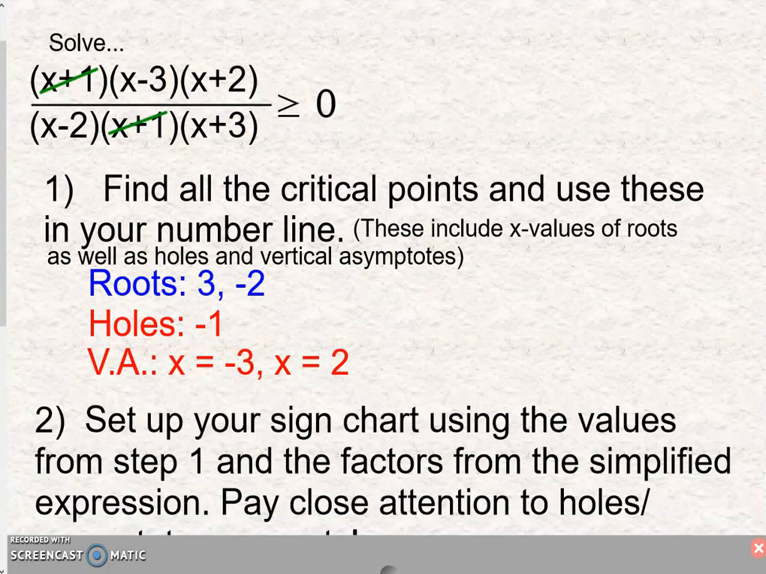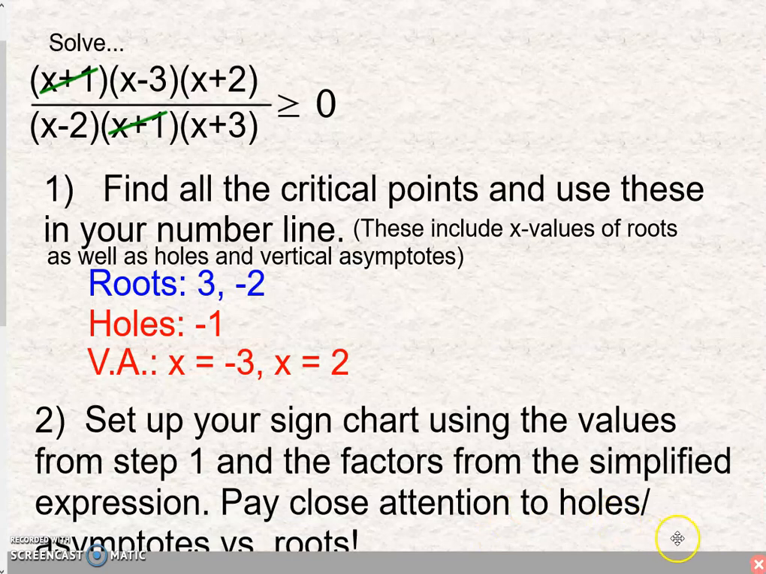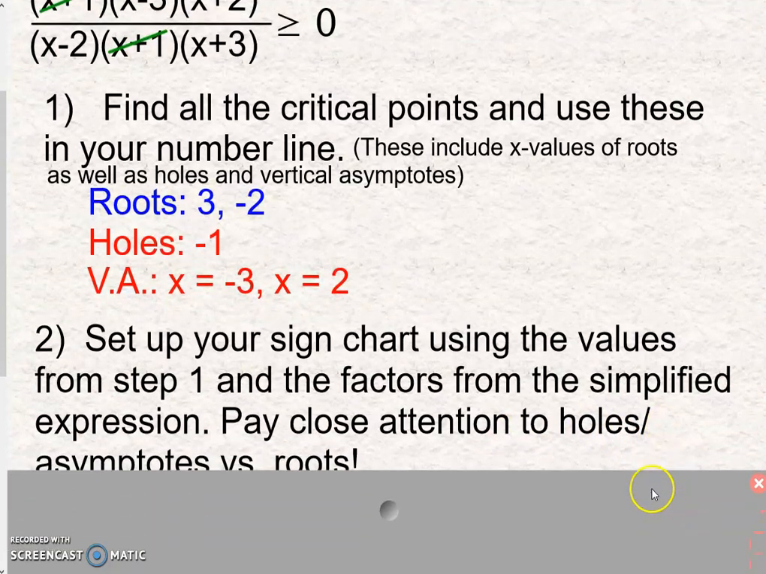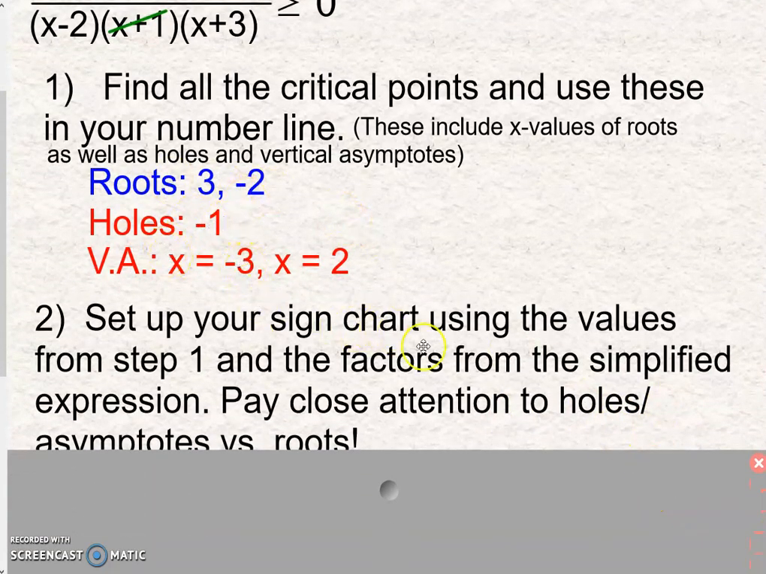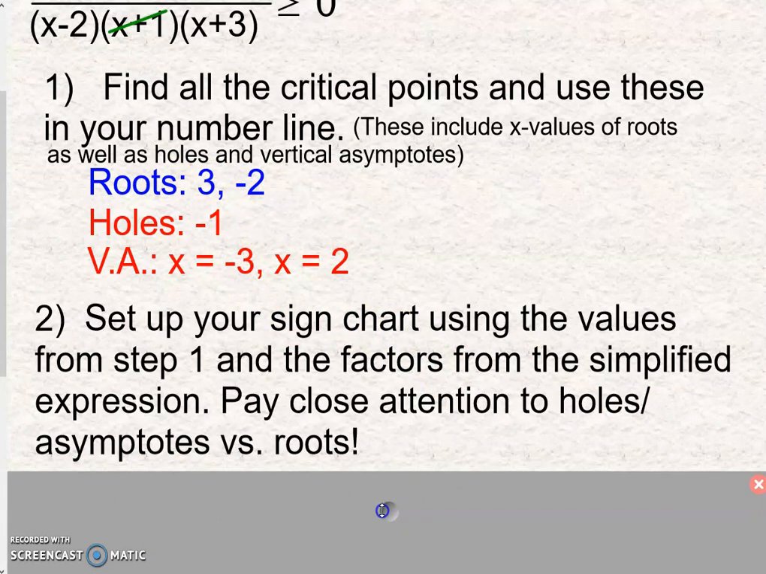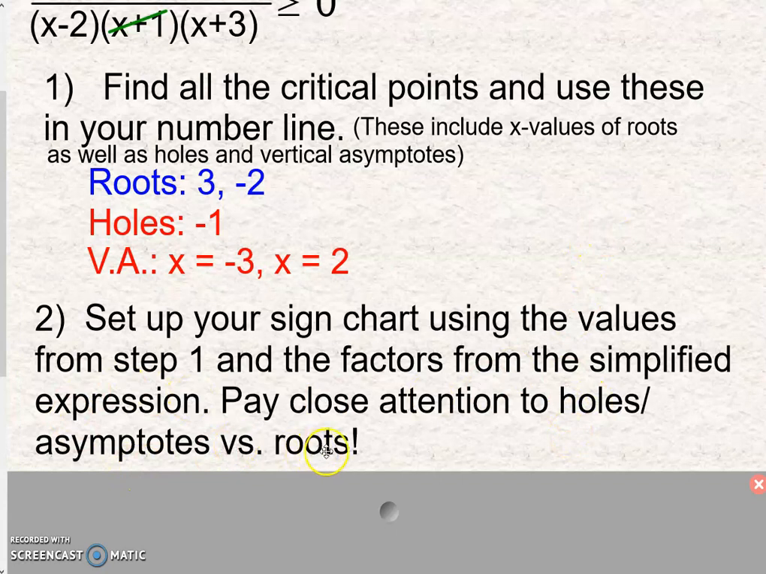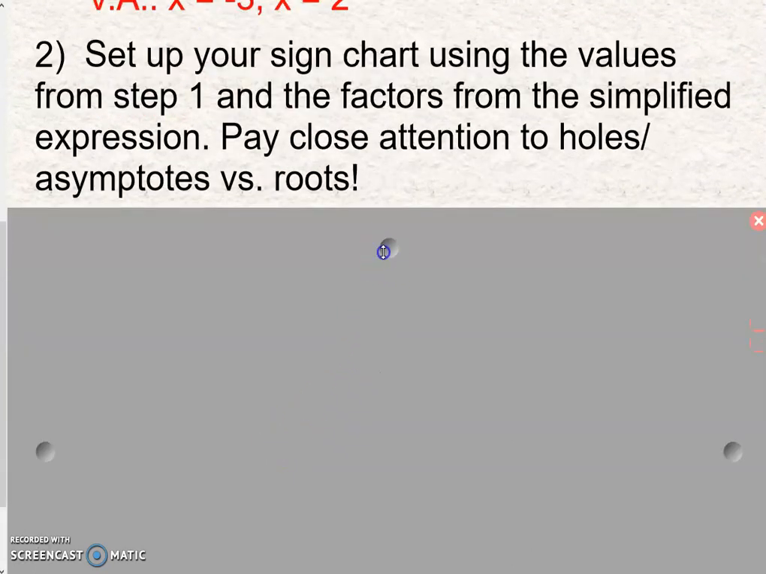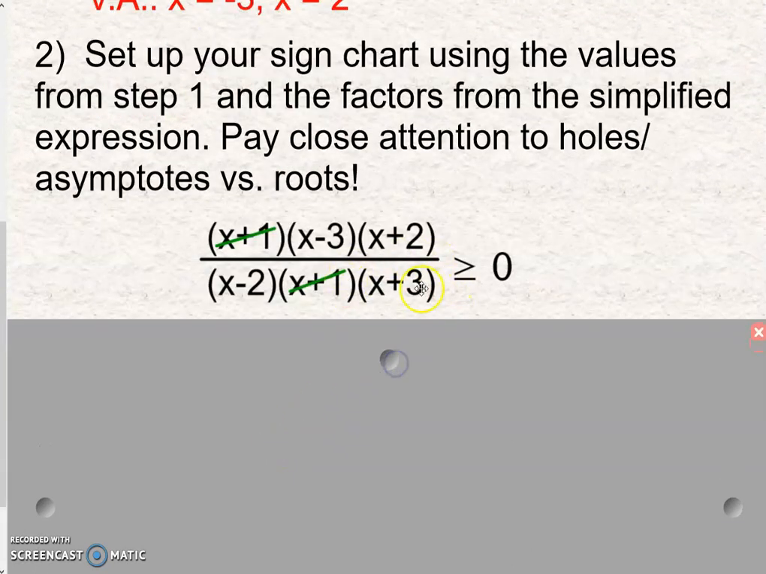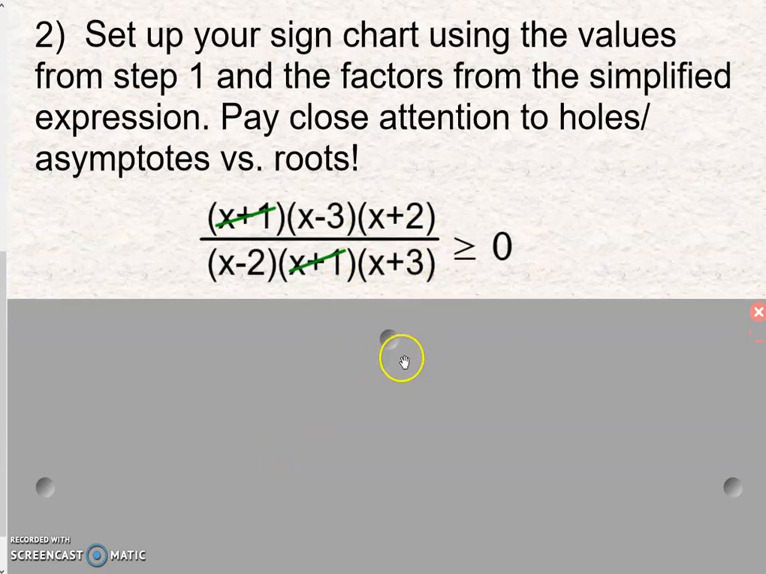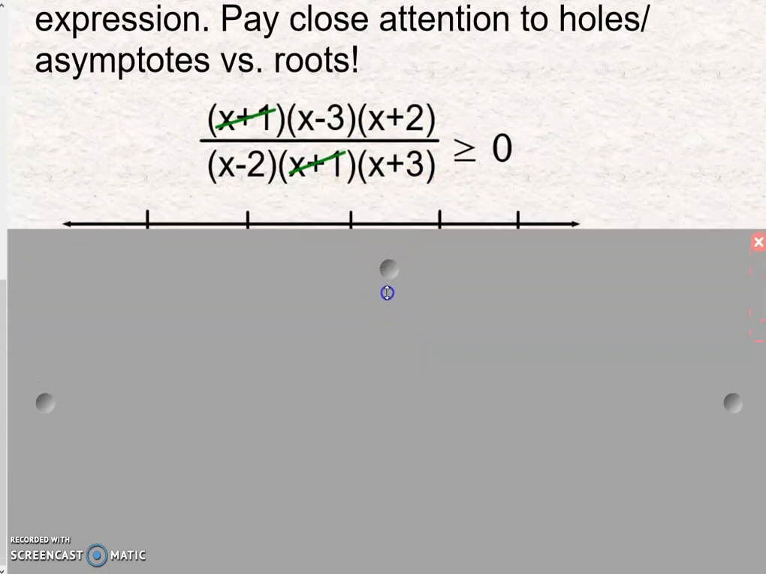So next, we're going to set up a sign chart using the values from step 1, the roots, the holes, and the vertical asymptotes, and the factors from the simplified expression. Pay really close attention to the holes and the asymptotes versus the roots. We want to make sure we know what's a root versus what's a hole or an asymptote. So let's set this thing up. There is my equation. I just rewrote it down here so we have it. And let's set up that sign chart.